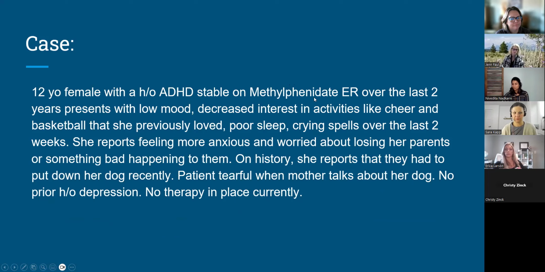ADHD, again, most primary care providers have seen this in their clinic. You know, a 12-year-old with ADHD. Oh, wait, this was the anxiety one. But a patient who was stable on ADHD on Concerta or methylphenidate now is coming with low mood, decreased interest in activities, poor sleep, crying spells, anxiety. When you build a relationship, they share that they had to put down their dog recently, and the patient is very tearful. So again, that mental status examination, right? When she's talking about the dog, her whole body language is just completely tearful and she's shut off.